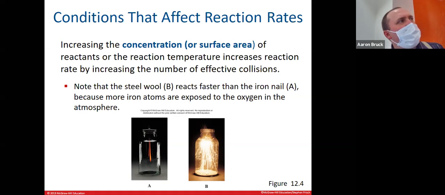So why does the steel wool react more quickly in this drawing compared to the iron nail? Well, by separating those strands from each other, I have more iron atoms that are exposed to the oxygen at one given time. And so long as I've got enough energy in there to meet the activation energy, I have more atoms that are capable of colliding, and therefore more atoms that are capable of having good collisions that would cause a chemical reaction.